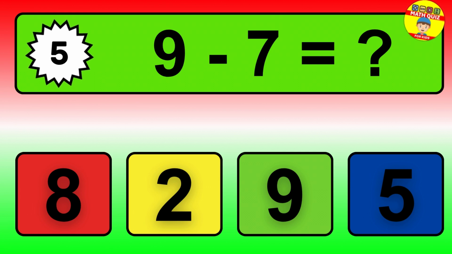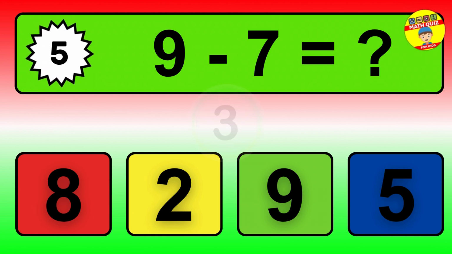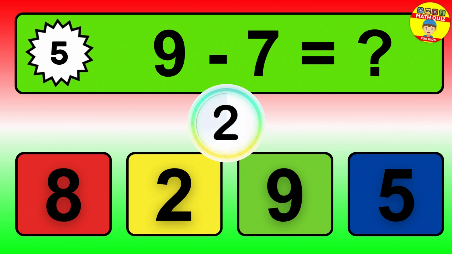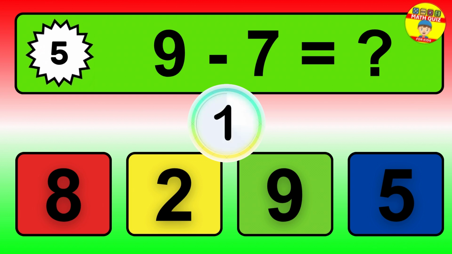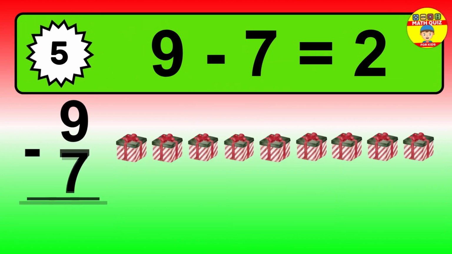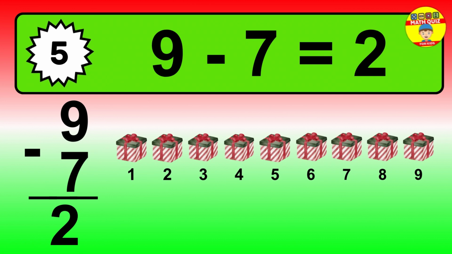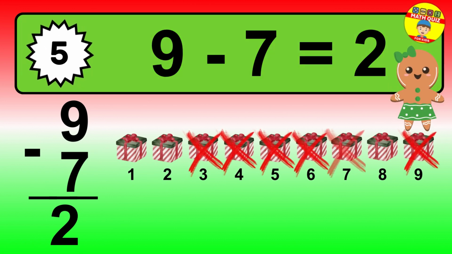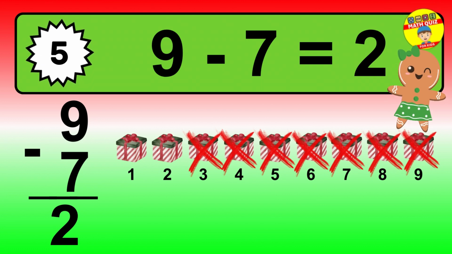Question 5. 9 minus 7 equals what? So, the answer is 9 minus 7 is 2. Let's count it. 1, 2.